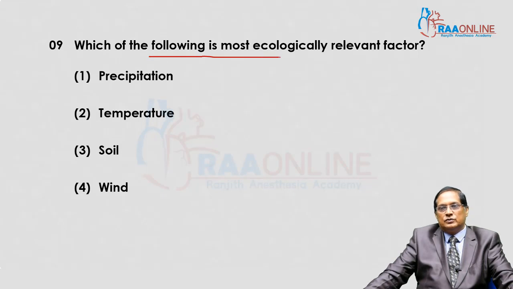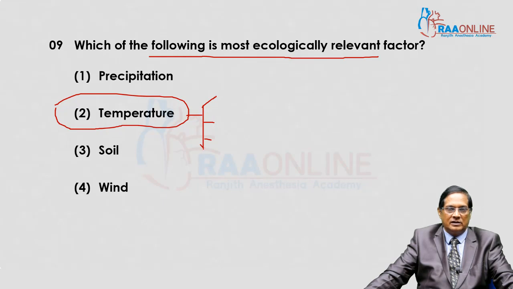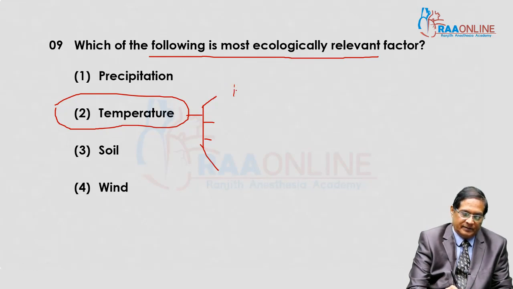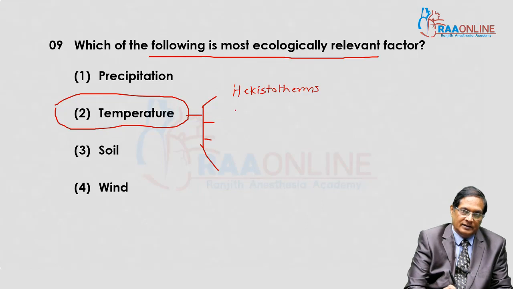Which one of the following is the most ecologically relevant factor? In that case, temperature. The most ecologically relevant factor is temperature. And there are 4 categories of organisms according to temperature range. Number 1, hecatotherms. They are found in extreme cold. Then microtherms, relatively low temperature. Microtherms are present in relatively low temperature areas.